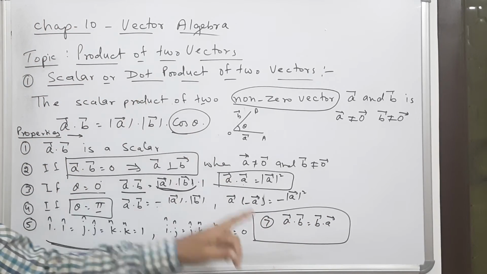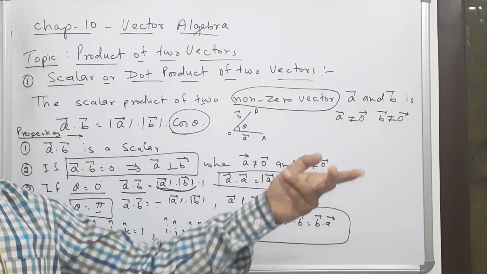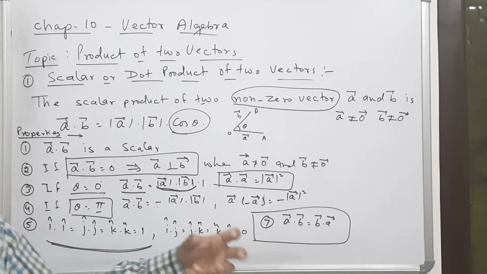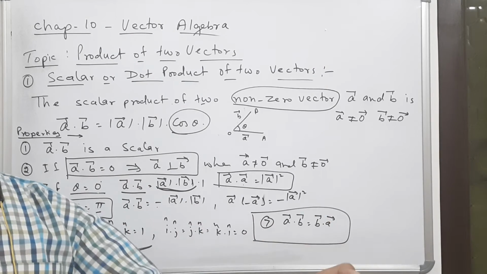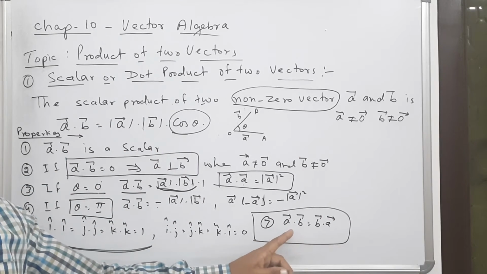The scalar product is commutative. That is, if you multiply A with B or B with A, there will be no difference. Commutative means 2 into 3 is 6 and 3 into 2 is also 6. So the order is not important here.